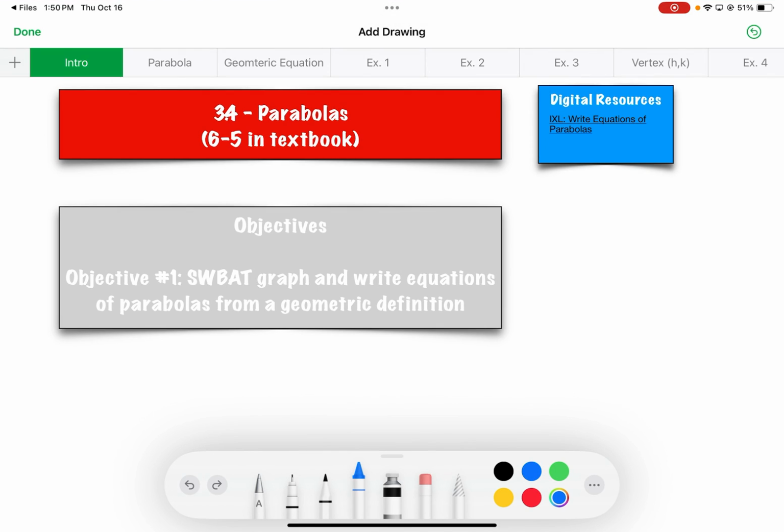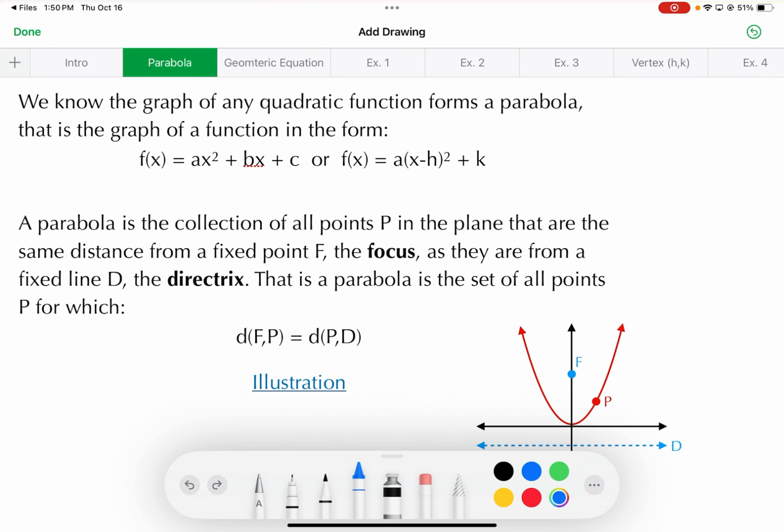Okay, the last conic is a parabola, and you've studied parabolas before, but not from this perspective. We're going to look at the geometric definition of a parabola today. What you're used to from your algebra classes is studying parabolas as quadratic functions, right? So you're used to functions in the form f equals ax squared plus bx plus c. That's the standard form of a quadratic.